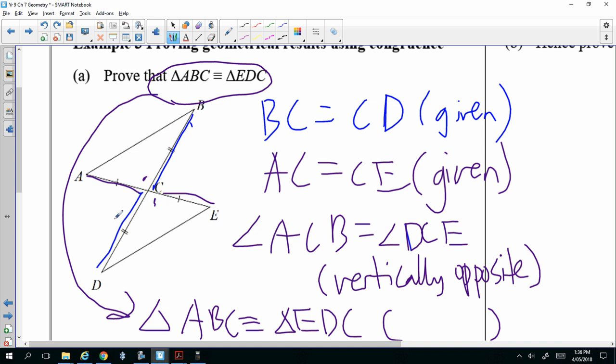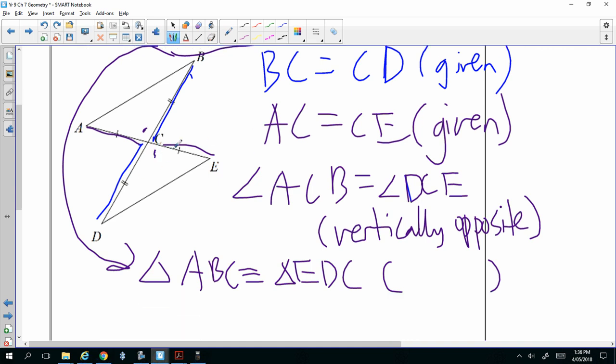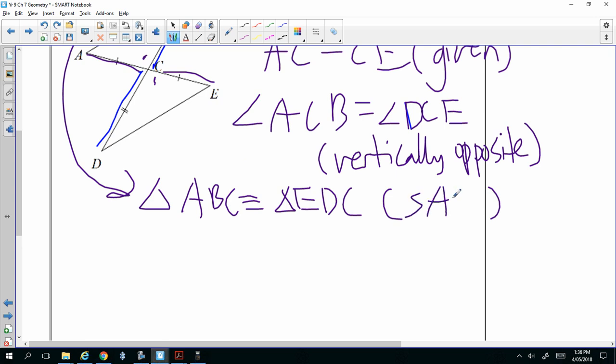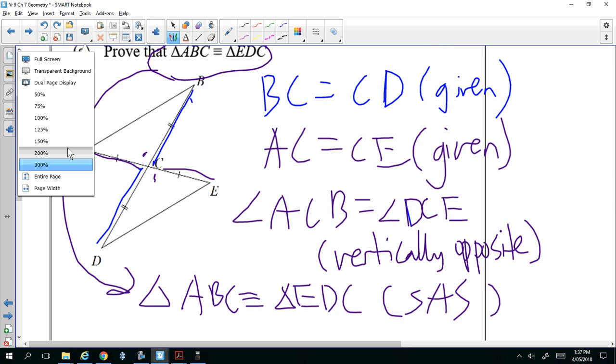So there are two S and an A. So which test would it be? Which test has two S and one A? SAS, yep. So side, angle in between, side. SAS, done. Got it? Okay, SAS. All right, after we do this, we've got one more part.